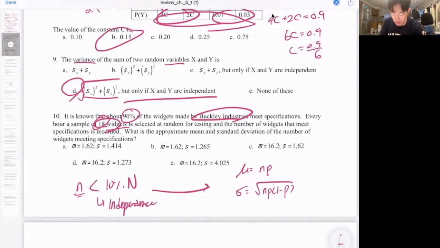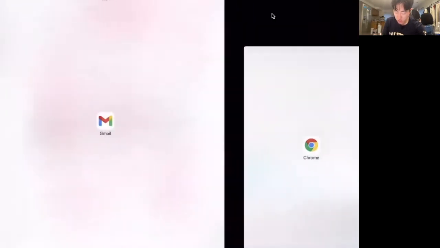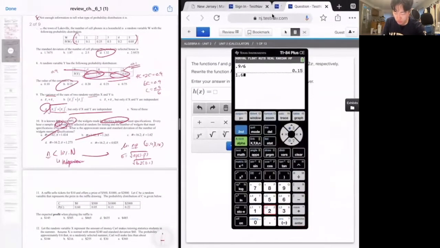So I'm going to just simply put 90% of 18, which should give you about 16.2, I believe. Yes. So I'm going to eliminate A and B. For the standard deviation, it should be 16.2 times the probability of failure, and you have to square root that. So it's the square root of 1.62.